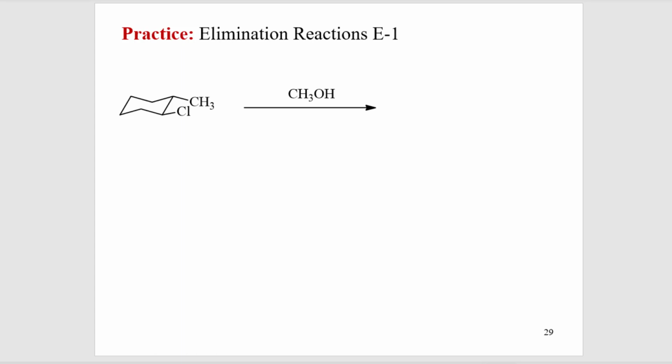What would you get if I had told you, don't do E2, do E1 on this reaction? What would the major product or product distributions be?